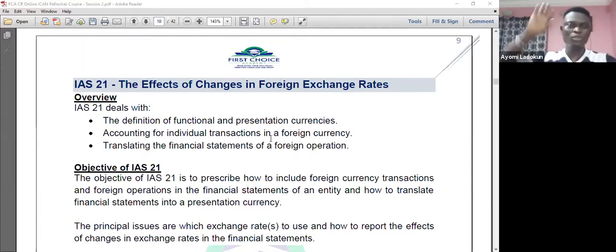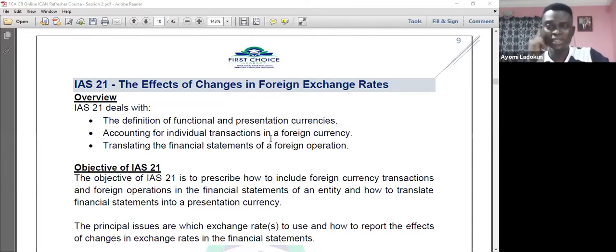Now let's deal with IAS 21. Listen up. Let me start like this. Whenever a company engages in a transaction in a currency other than the national currency, IAS 21 will apply. Let me say that again: if your company buys or sells in a currency other than Nigeria's naira, IAS 21 will apply.